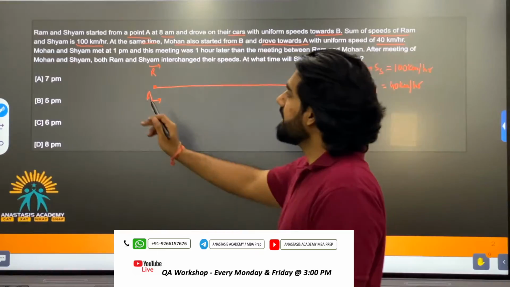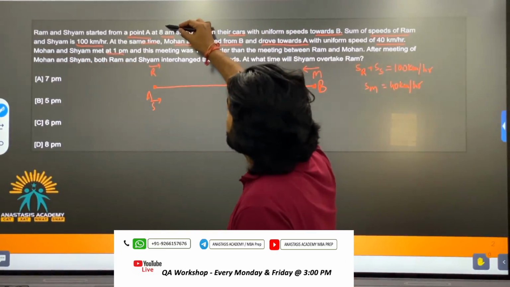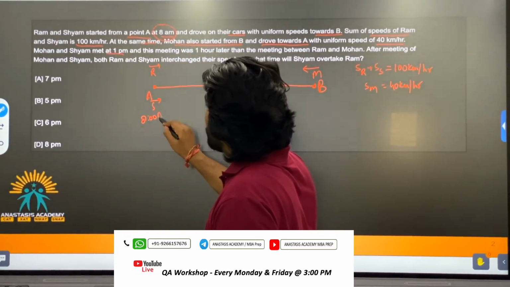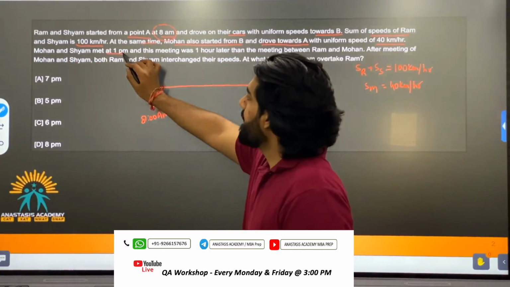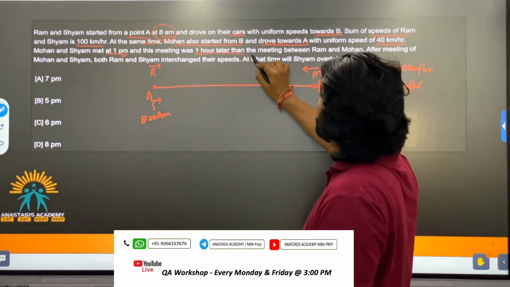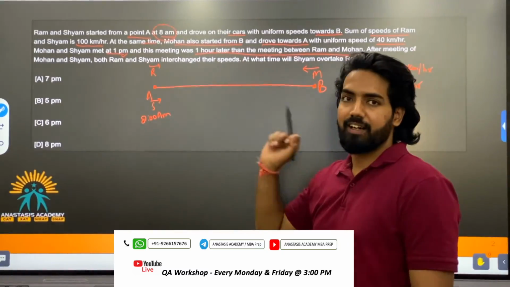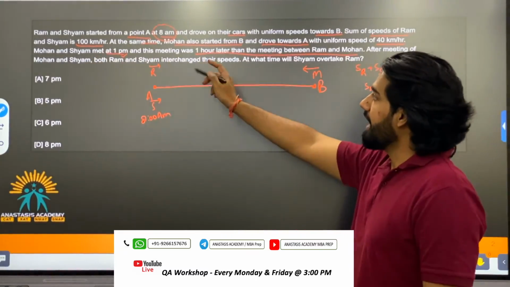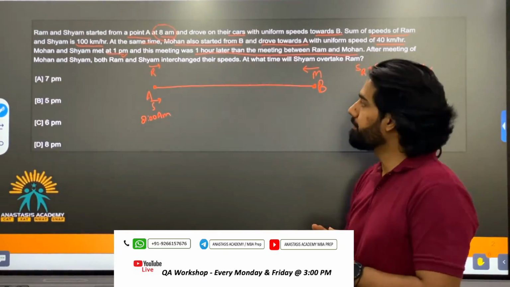Now it is given that Mohan and Shyam met at 1 pm. Ram and Shyam started their journey at 8 am. And Mohan and Shyam met at 1 pm, and this meeting was 1 hour later than the meeting between Ram and Mohan. So first Mohan and Ram, because Mohan and Shyam met at 1 pm and it was 1 hour later, it means Mohan and Ram met at 12 pm.